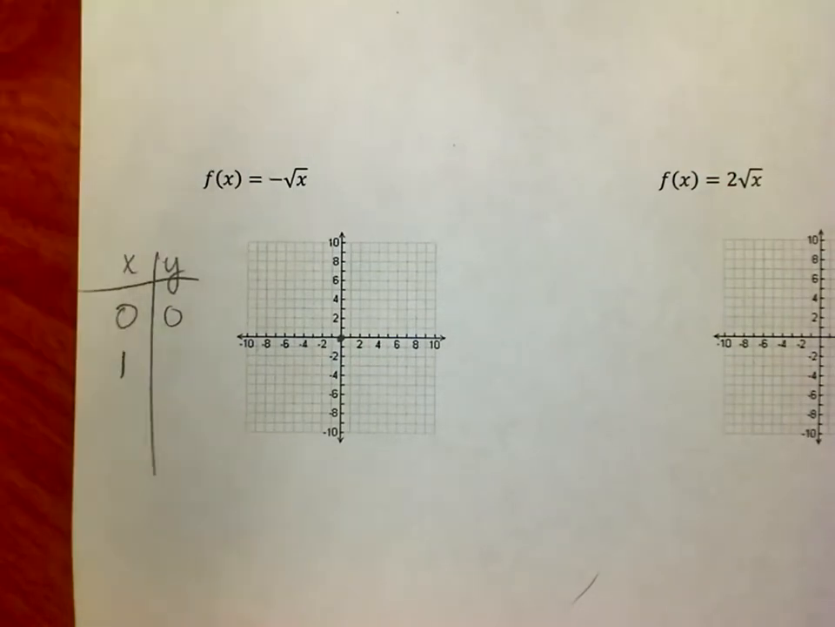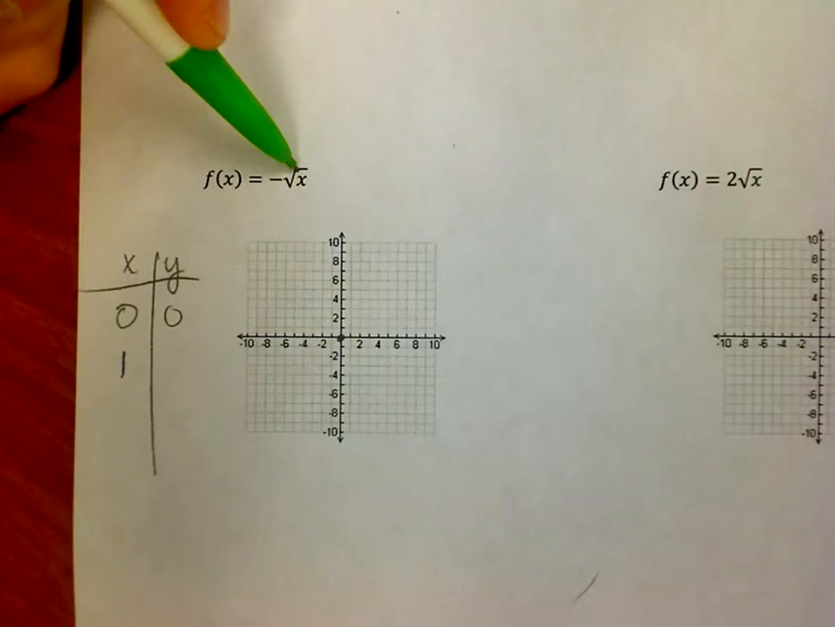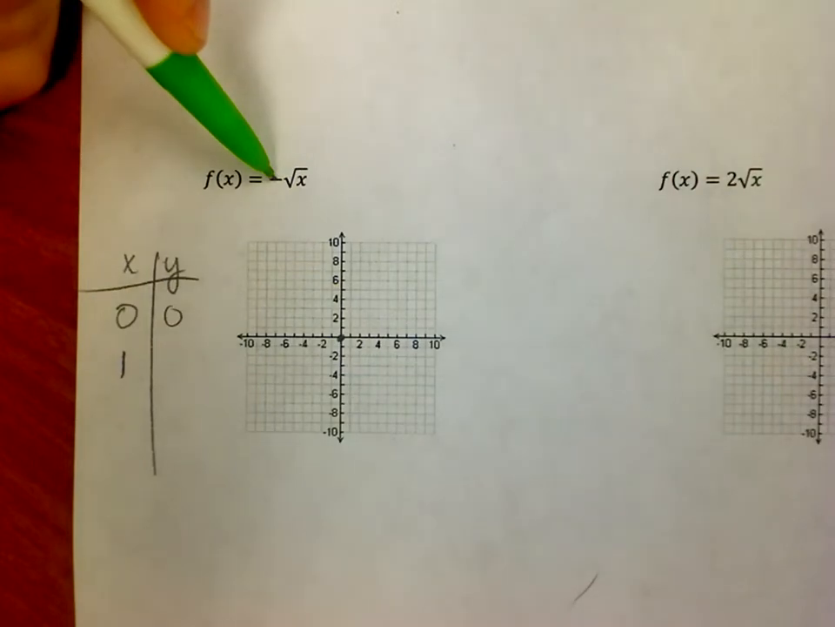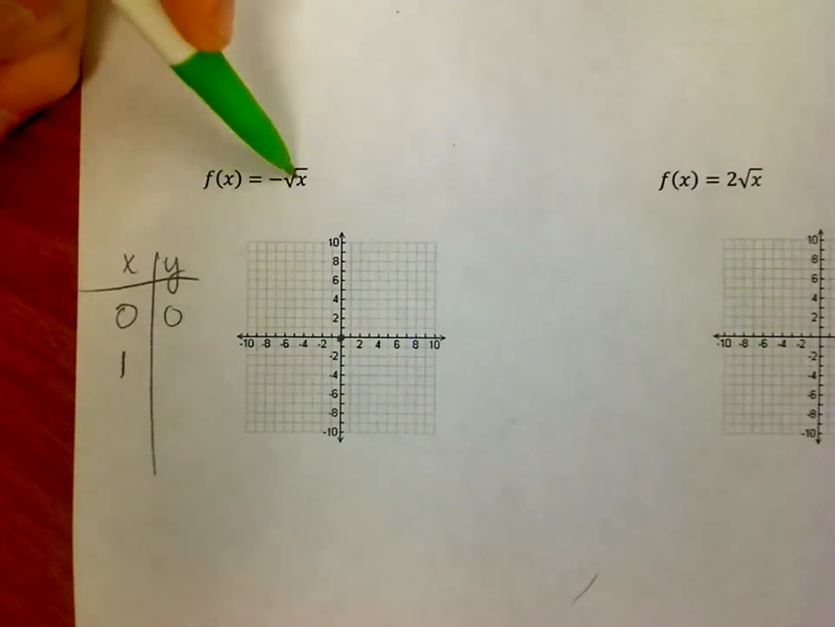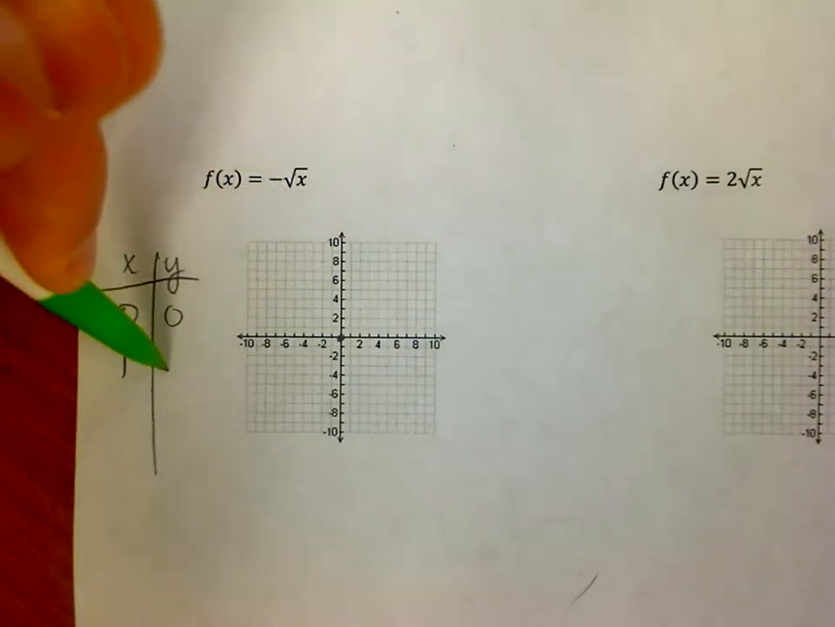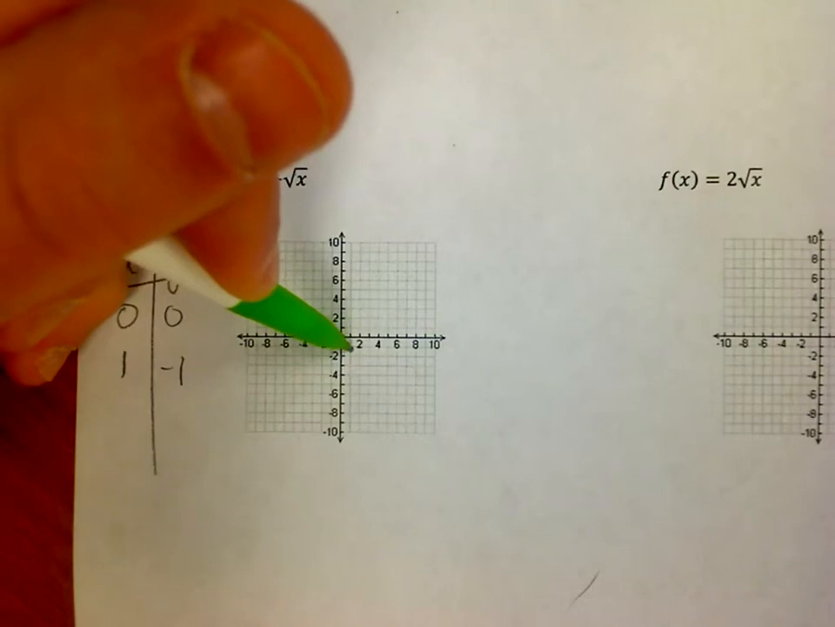But if I do a 1 here, then I have the square root of 1. Notice the negative is outside, so it's not imaginary numbers. It's a negative on the end after I do the square root, okay? Square root of 1 is 1, but now it's going to become a negative 1. So I go over 1 and down 1 instead.